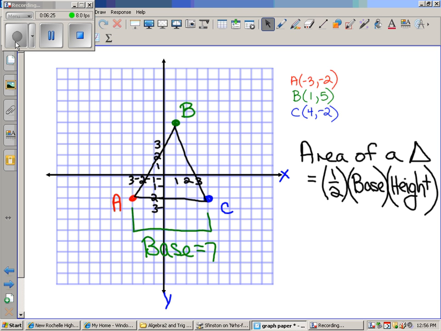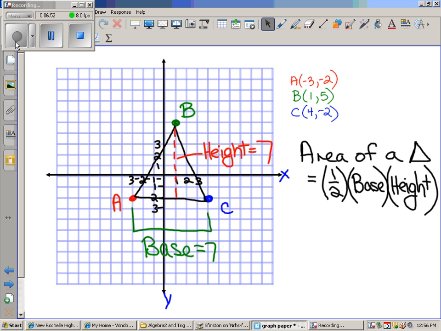Now, let's count the height. The way you find the height is there's the base. You have to take one of the points that's drawn above it and drop a line straight down. You can't go anything but straight. Straight down. This is the height. How much is the height? Yeah.